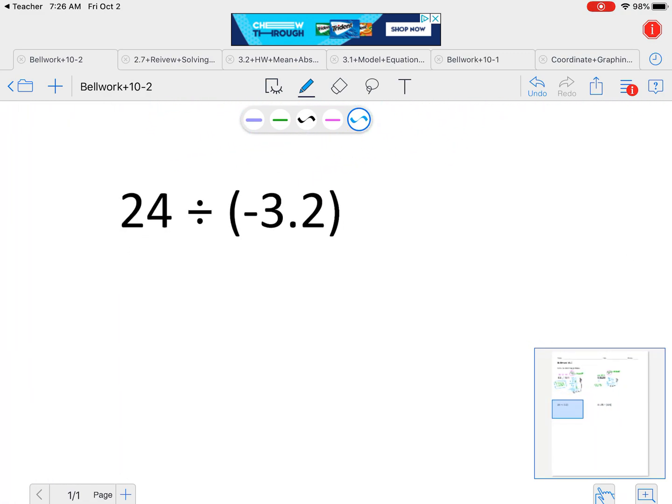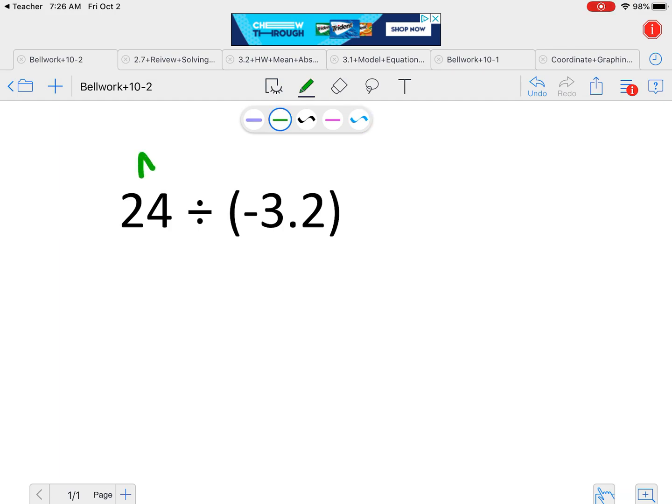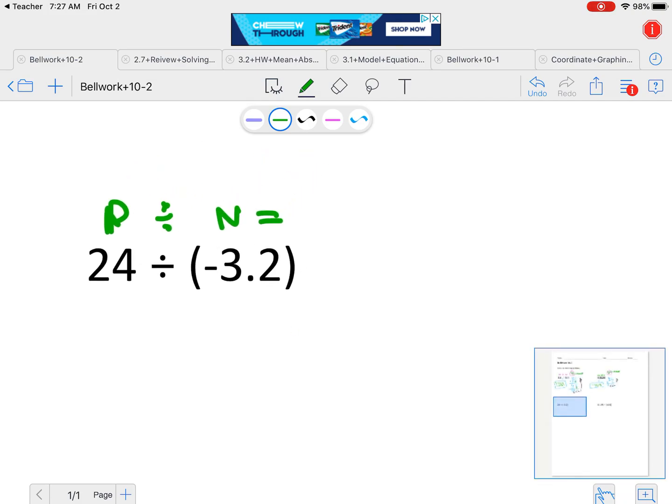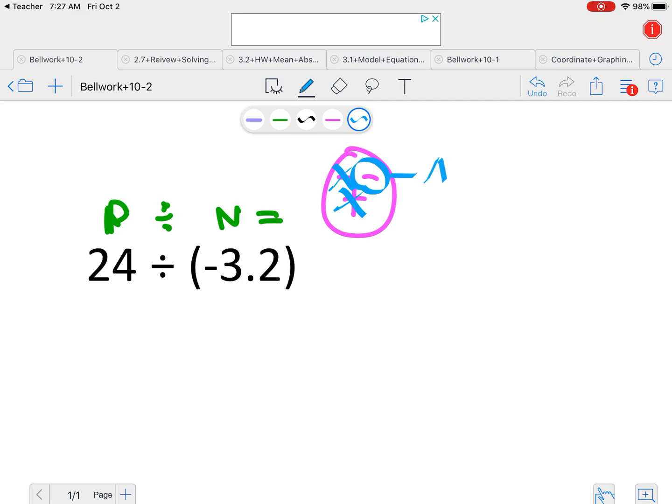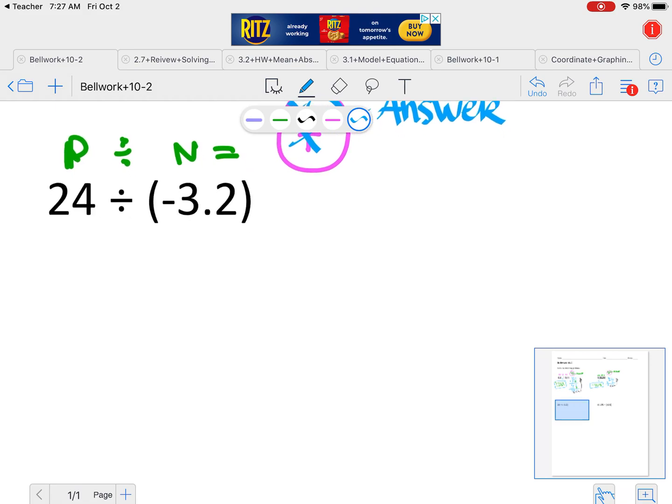Moving down to the bottom row, 24 divided by negative 3.2. Again, I look at it the same way. This first number is positive, divided by a negative. I can use that face. The positive number is being taken up. Negative 3.2 is taken up. So that tells me that when I finish, my answer will be negative for this.